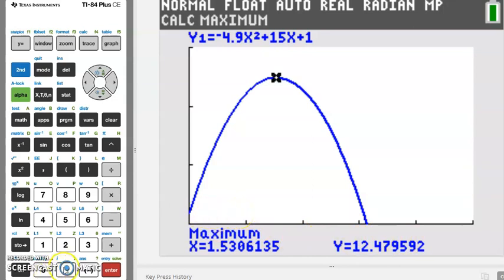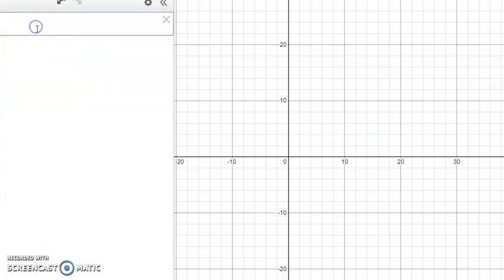That's what that represents. Okay, so I like to use Desmos. This is how you show it on your graphing technology, but I'm going to do it on Desmos as well with you. So we're going to put that in the equation.